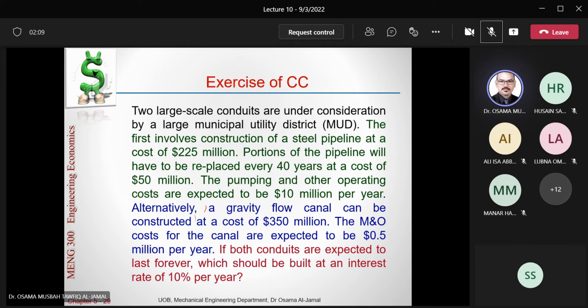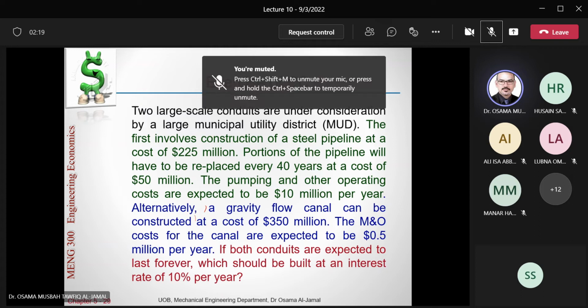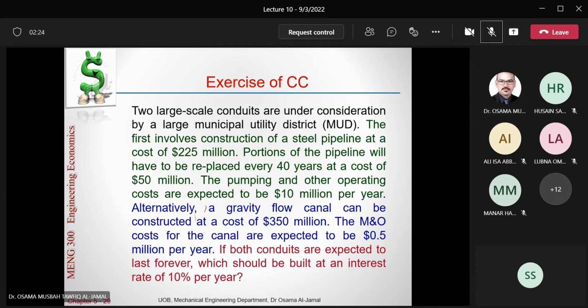Just to remind you of what we did in this chapter, in chapter 5. We talked about mutually exclusive projects. Mutually exclusive projects, I need to select one and only one project among different alternatives. What are those different alternatives? It will be given to us, like what we are seeing in front of us here now.